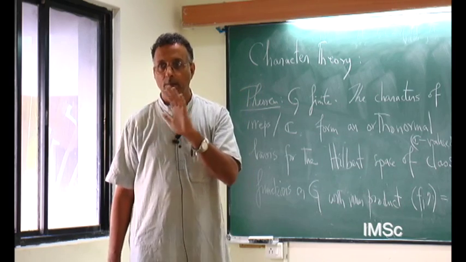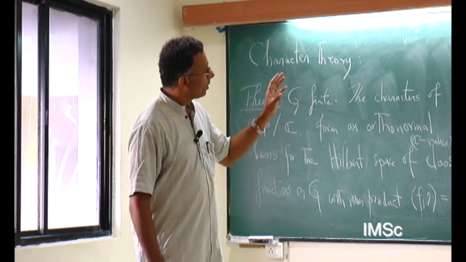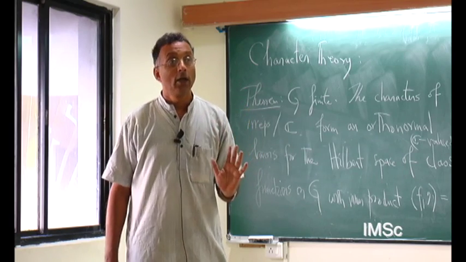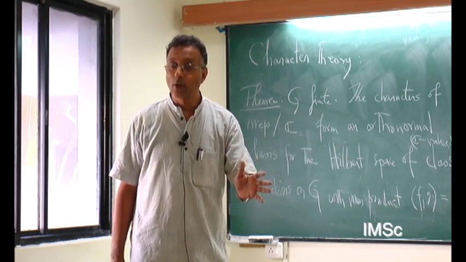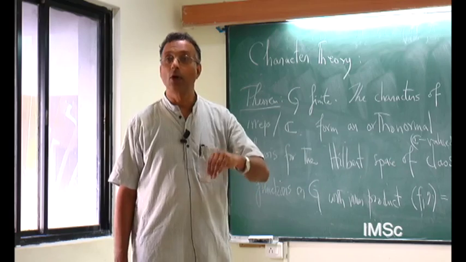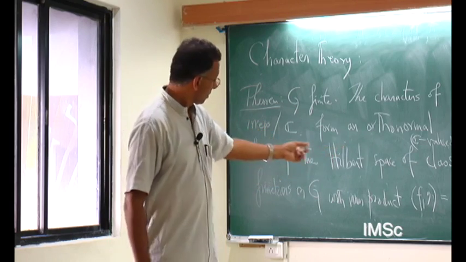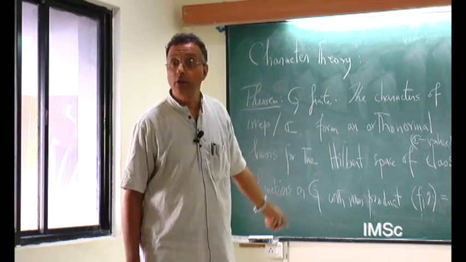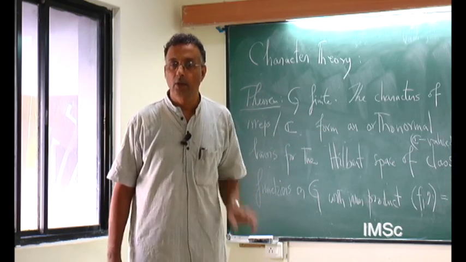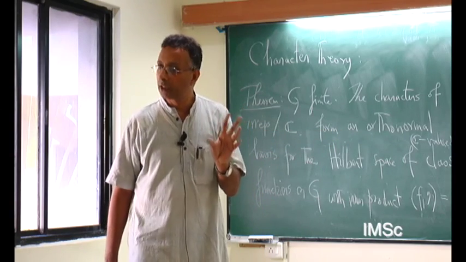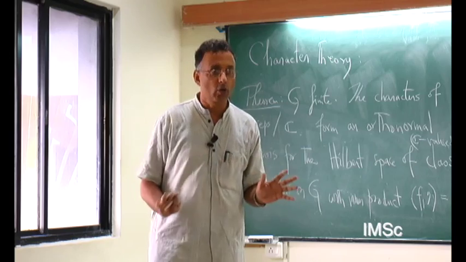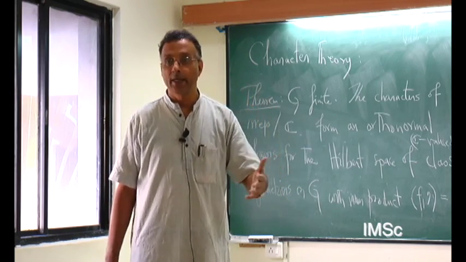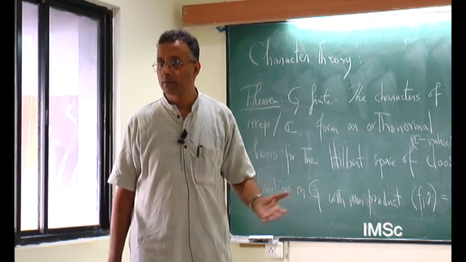Not quite, because that will only show that the characters are orthonormal. To show that it's a basis, you will have to argue also that they span the whole of the Hilbert space, the whole space of class functions. Okay, so there are two parts to the proof, if you wish. One is showing that they are orthonormal. The other part is showing that they span this space of class functions.